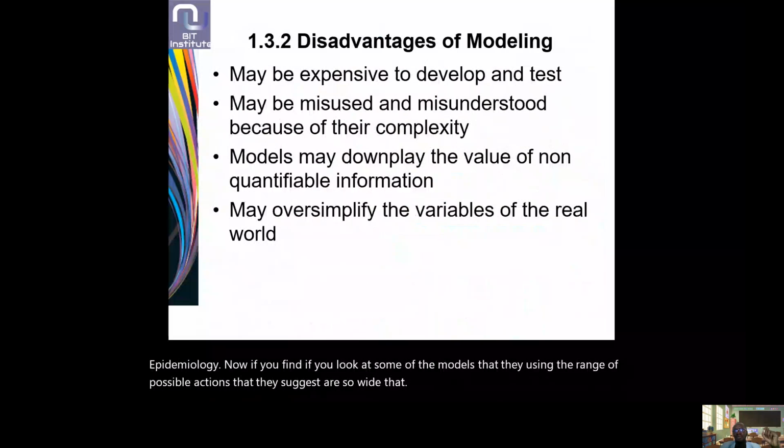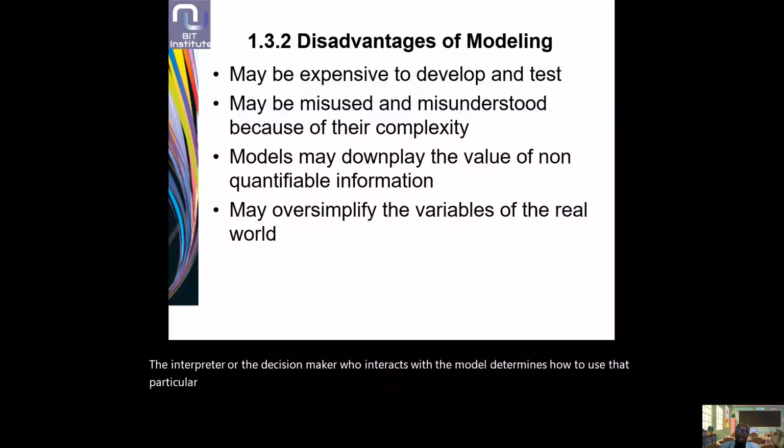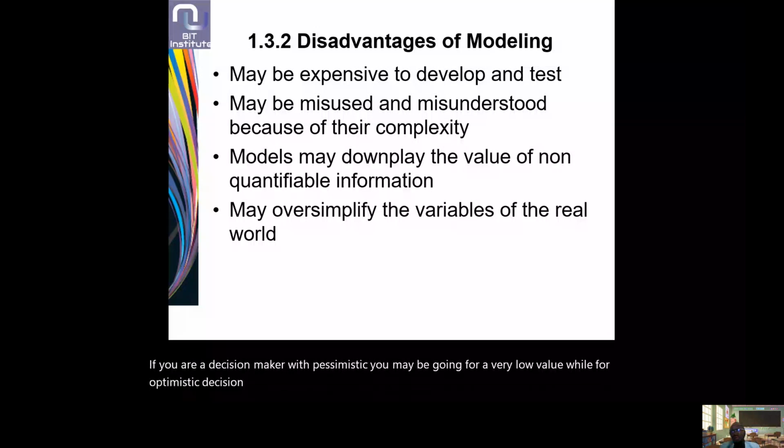the interpreter or the decision maker who interacts with the model determines how to use that particular model, given the range of possible actions. So, if you are a decision maker who is pessimistic, you may be going for a very low value, while for optimistic decision makers, they may be going for very high values. So that's why we say that sometimes models are misunderstood or misused, and it depends on the decision maker.